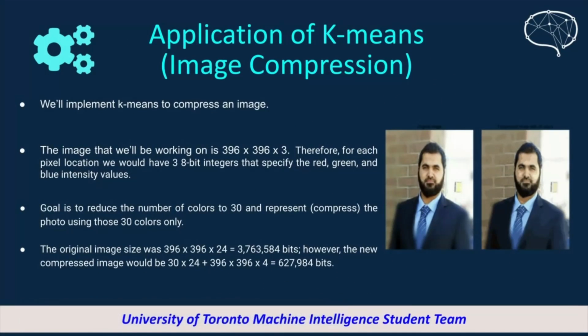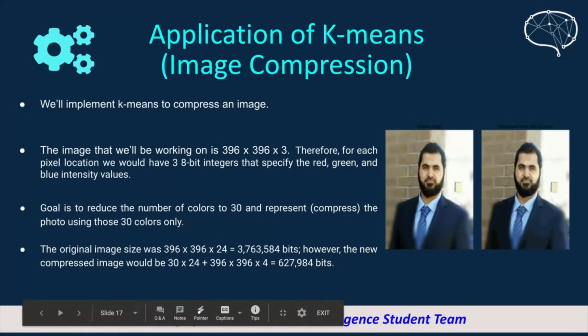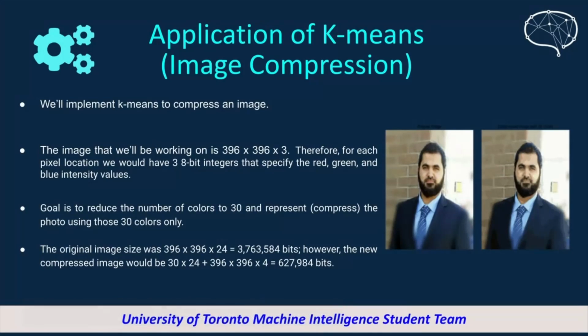Okay, now let's use k-means for some practical use. Here we'll use k-means to compress an image. The image that we'll be working on is 396 x 396 x 3. Therefore, for each pixel location, we would have 3 8-bit integers that specify red, green, and blue intensity values. Our goal is to reduce the number of colors to 30 and represent or compress the photo using only those 30 colors.